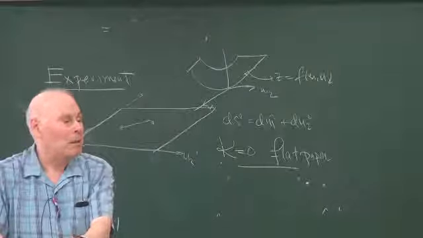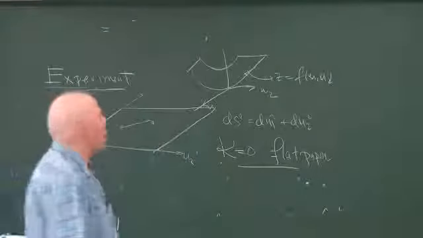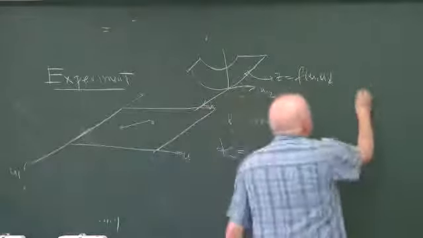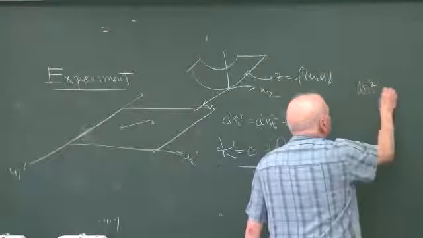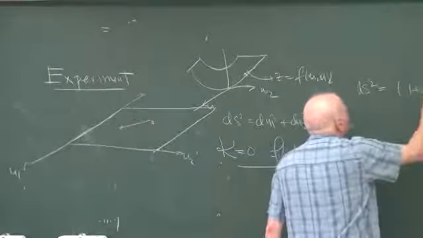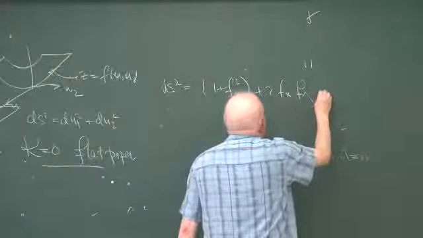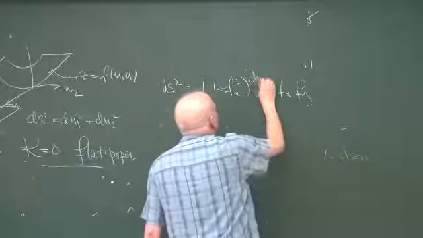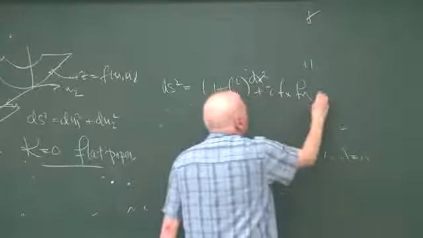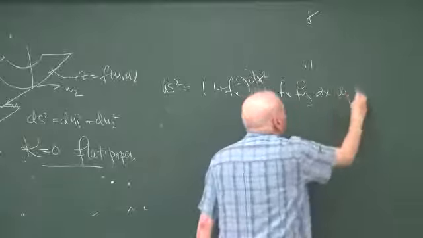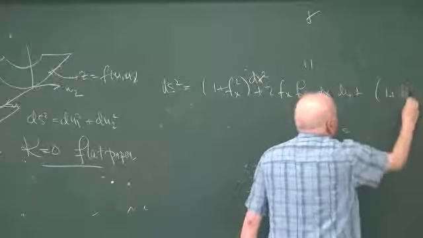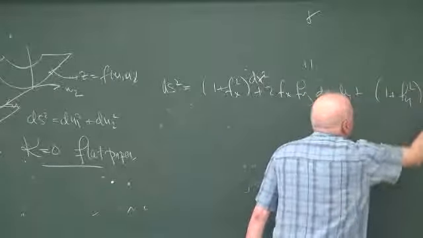Okay, what's the metric? Well, it's something, right? There's some new metric. So it's 1 plus f of x squared dx squared, 2 f of x f of y dx dy, plus 1 plus f of y squared dy squared.